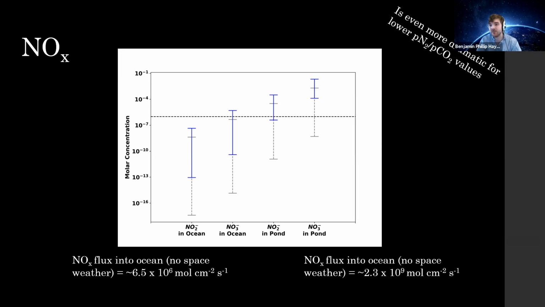And these numbers are even more dramatic for lower PN2 to PCO2 ratios. The reason for that is you're just dissociating N2 even lower. And like I said, we're going to do a half bar case next. So we'll see these numbers just go up.